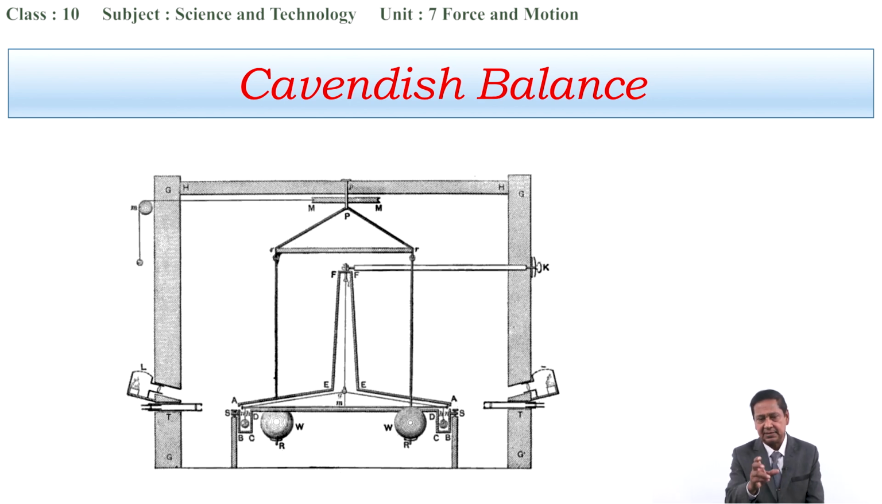Okay, this is just for information. We don't have to go through this balance. We don't have to know the mechanism of working of this balance, or the method of measurement of the gravitational constant. Just for information only, Henry Cavendish found the value of capital G.